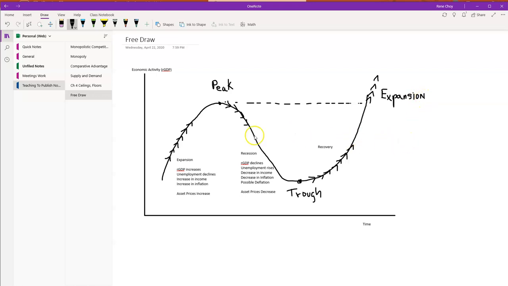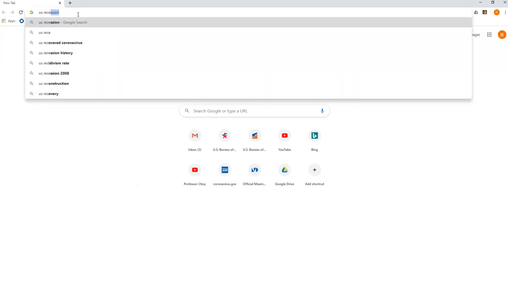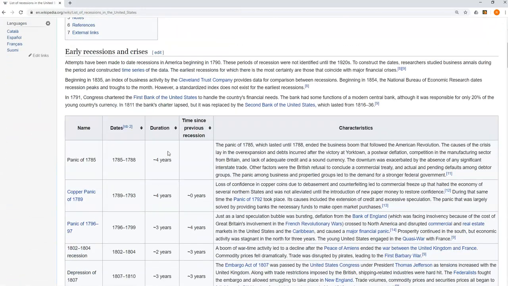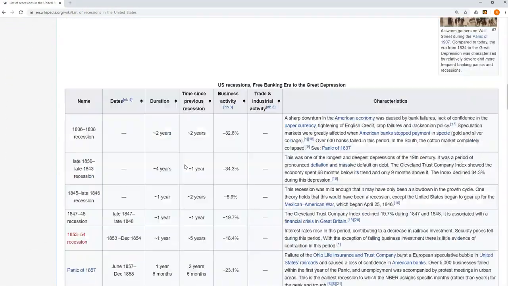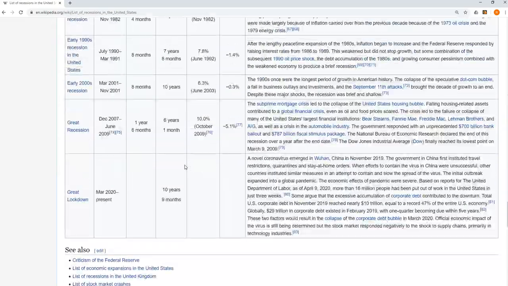Okay, so these are basic cycles that a market system goes through. We have had plenty of recessions in the past. If you want a whole list, this is a pretty comprehensive list of US recessions in the past, all the way back to the 1700s. And these are the latest ones.